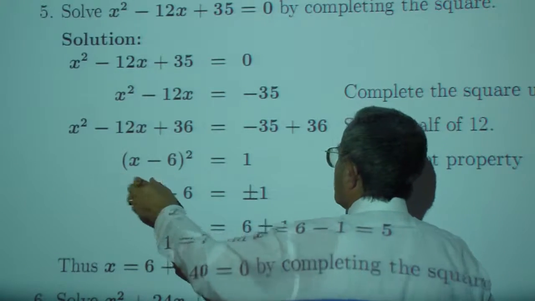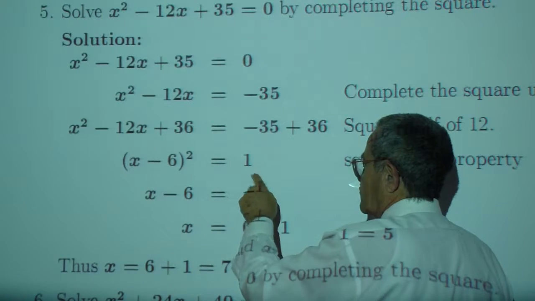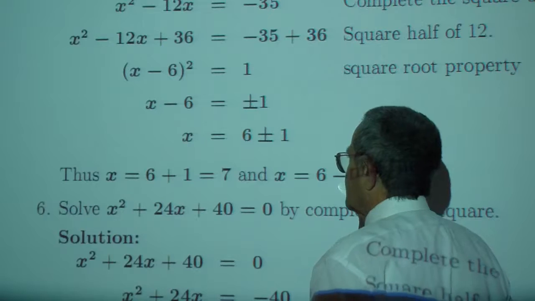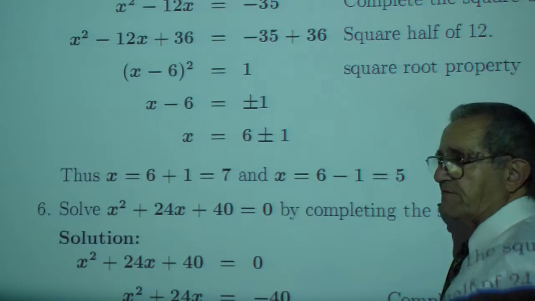You have a perfect square. Doesn't matter whether it's a square or not, you're going to take the square root of the right side. So x minus 6 is plus or minus square root of 1. So 6 plus 1, 7, or 6 minus 1, 5.